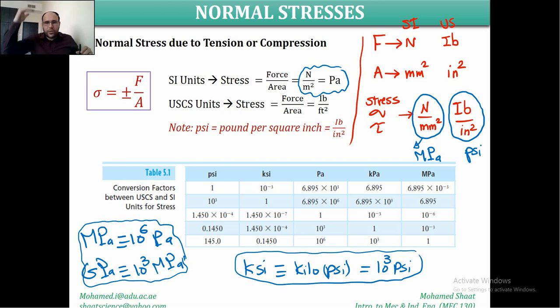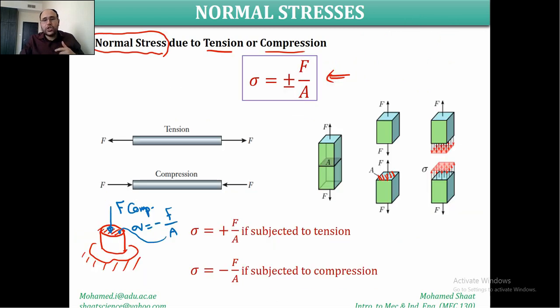But again, it is force over area, which is force over length square. This is the unit for stress, whatever it is, normal stress or shear stress. Make sense?